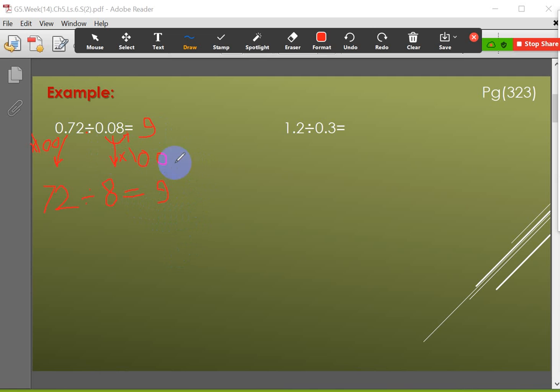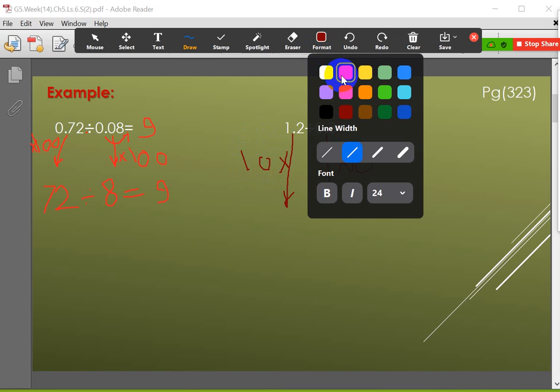This is the pattern, girls. Also, another example, 1.2 divided by 0.3. If I want to divide this number, I have to make the divisor a whole number. How will I do that? Which pattern will I use? This is a decimal number, a tenths number. I can multiply it by 10. Very good. So I have to multiply both divisor and the dividend by the same number.